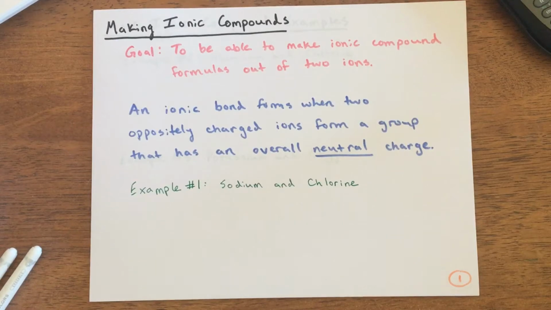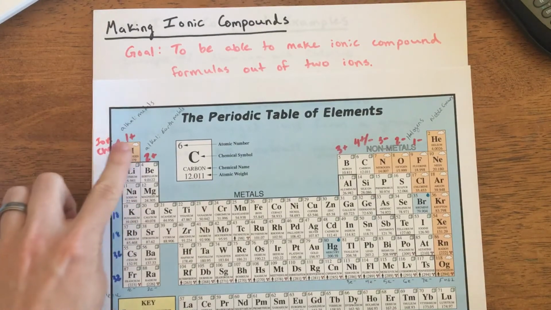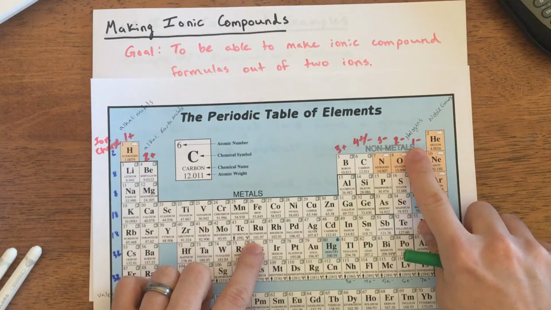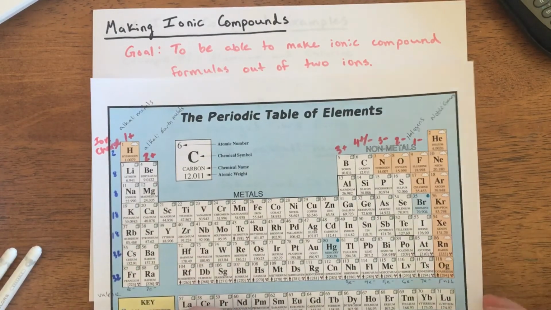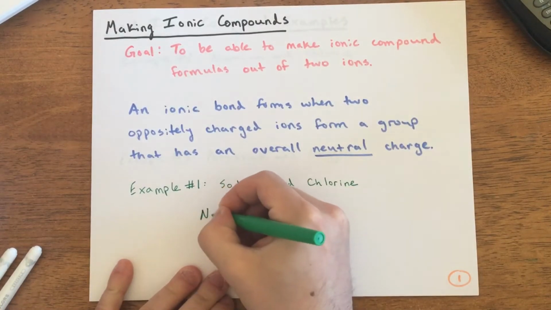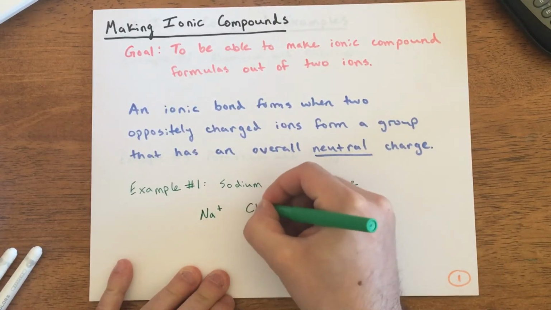So our first example is sodium and chlorine. If we look at our periodic table that we've already pre-labeled for ourselves, we know that sodium is going to lose an electron to become stable and become a positive one charge. Chlorine is going to gain an electron to become stable and have a negative one charge. If you don't remember how that works, make sure you go watch the previous video. So that means I have Na+, which we're going to write like this, and a Cl-.